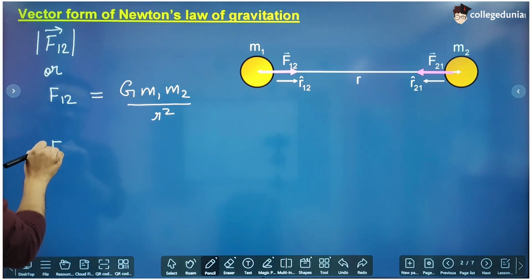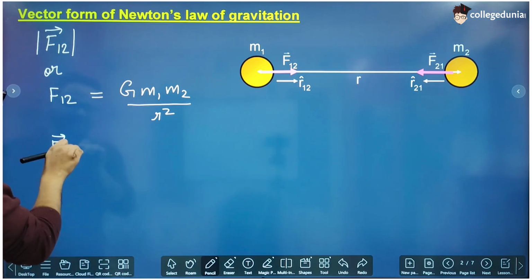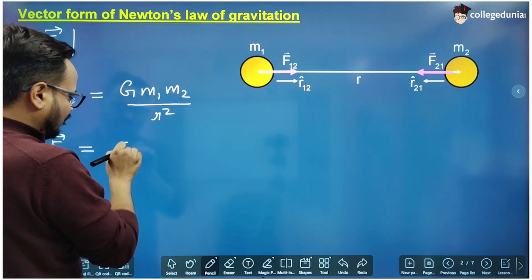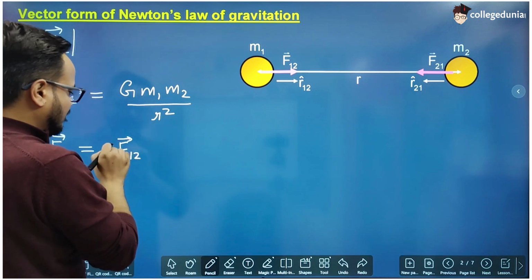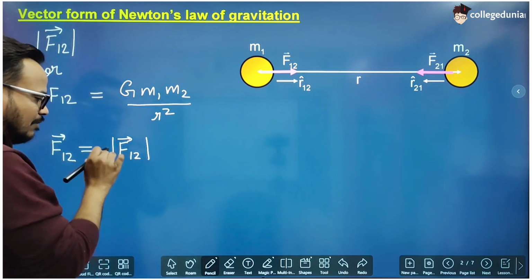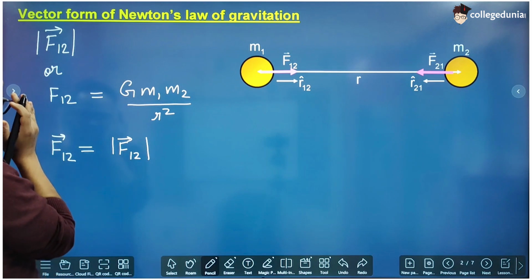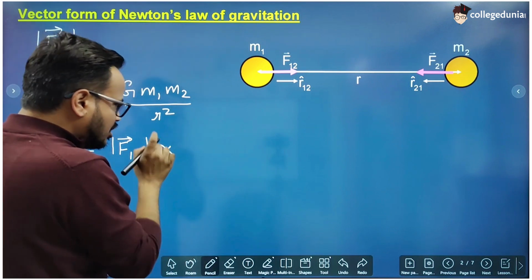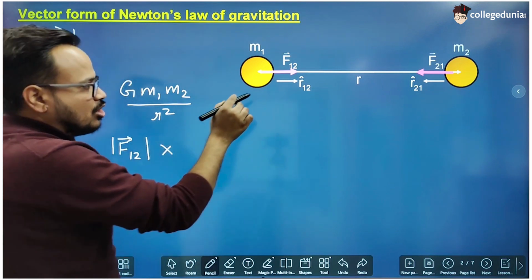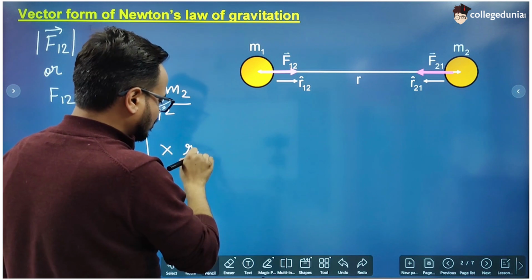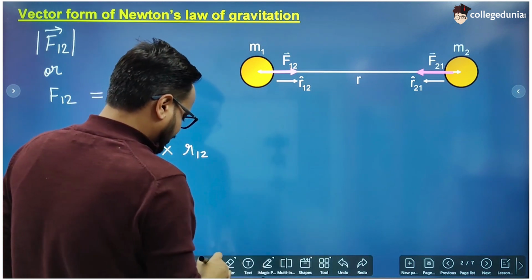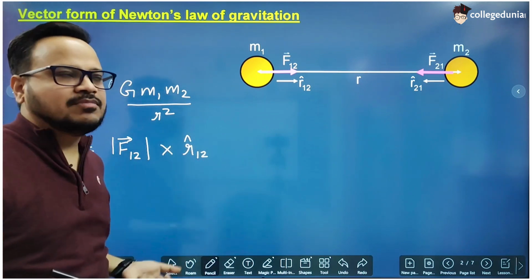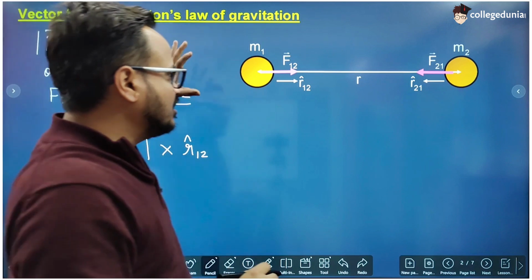So we are talking about the vector form. So what is the vector form? The vector form of any variable, any parameter, is the magnitude of that thing into the unit vector. So we are talking about the vector form of force. What is the vector form of this force? Magnitude of force into unit vector in the direction of this force, which is taken as r12. And unit vector is shown by putting this sign over the head of the symbol. This sign is called cap or hat. This must be some direction.